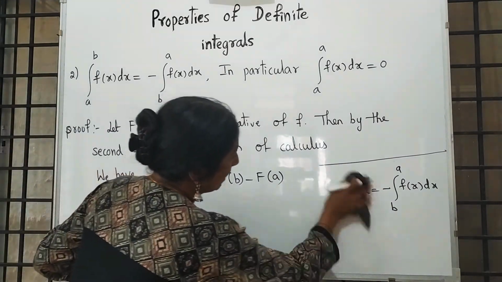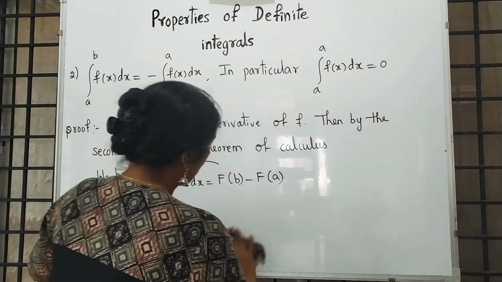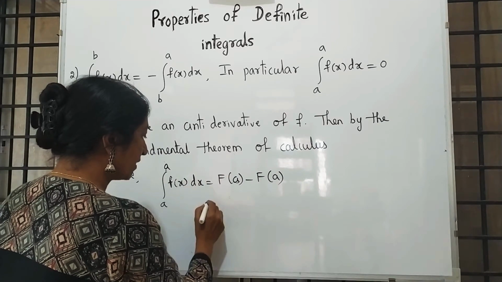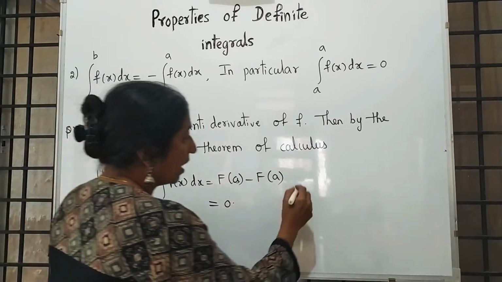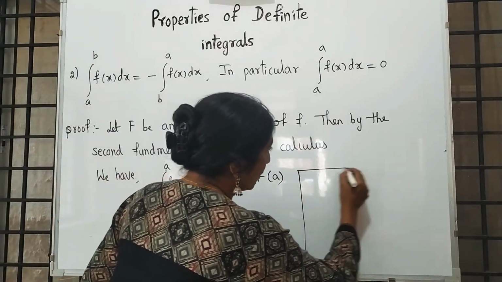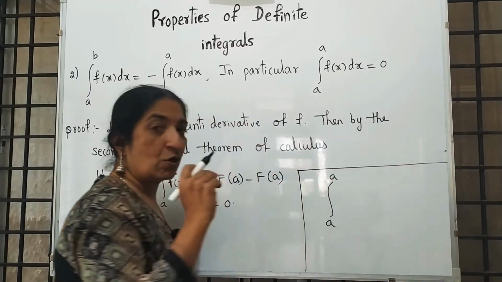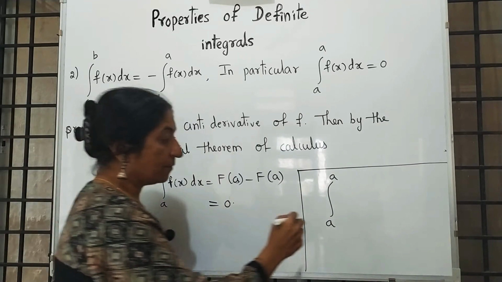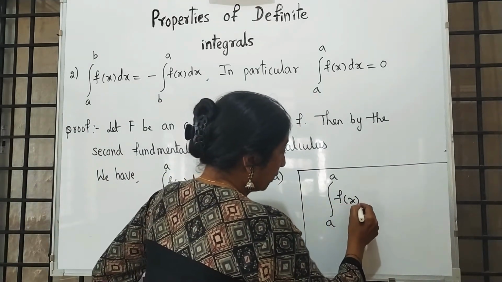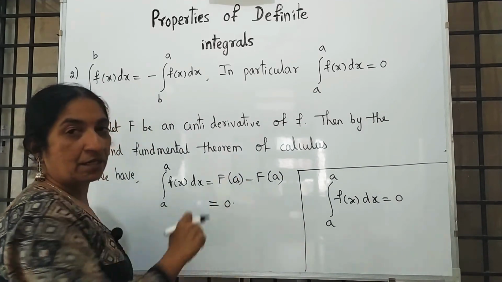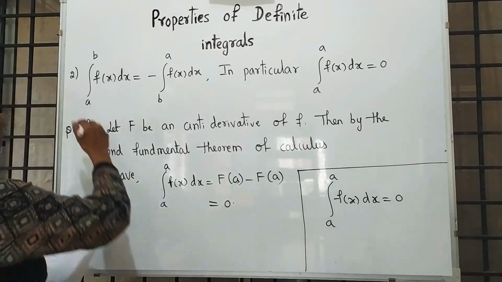In particular, I will explain the next part. If the upper limit and lower limit are the same, you will get f of a minus f of a, that is 0. Again, this also gives you one important property. What is that property? In a definite integral, if the lower limit and upper limit are the same, then without calculation you can directly say that the answer is 0. See here, f of a minus f of a. This is the second one.